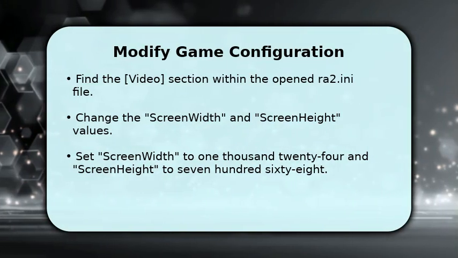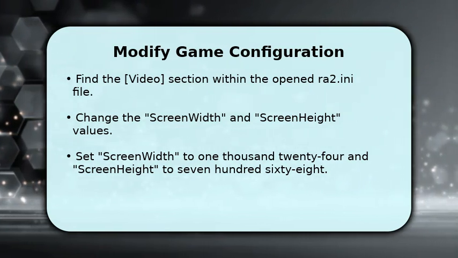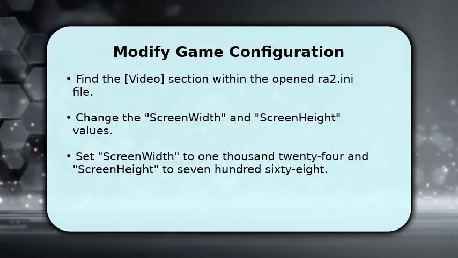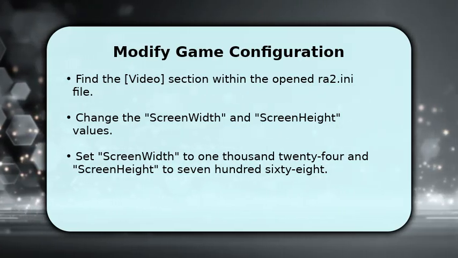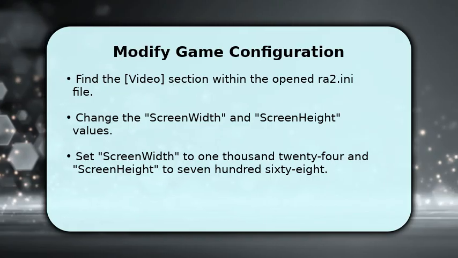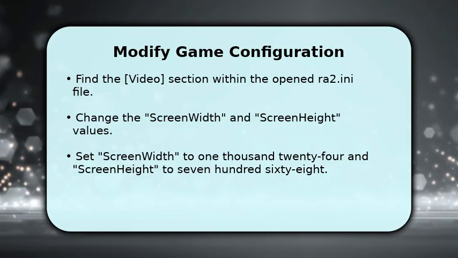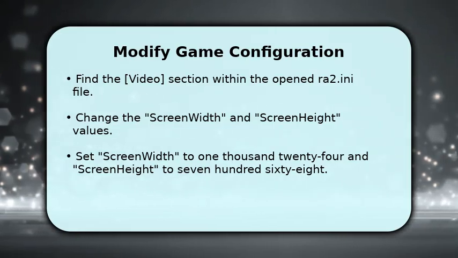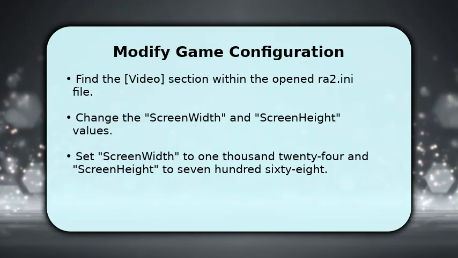Now, inside the RA2.ini file, scroll down until you find the section labeled Video. Here, you will modify two key parameters. Change ScreenWidth to 1024 and ScreenHeight to 768. These values ensure the game renders correctly in a 4:3 aspect ratio. Remember to save the file after making these crucial adjustments.